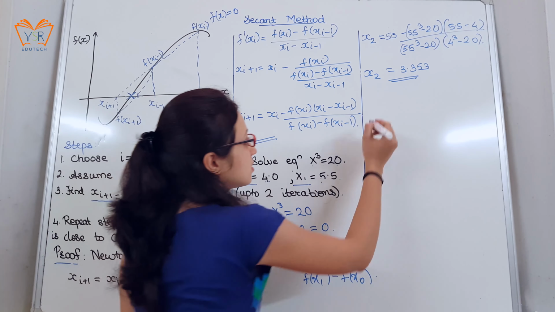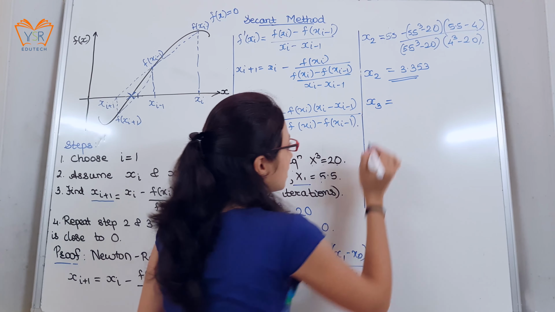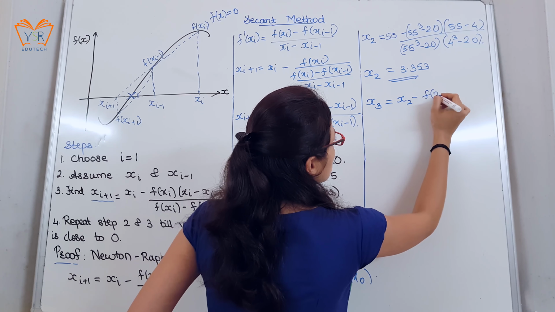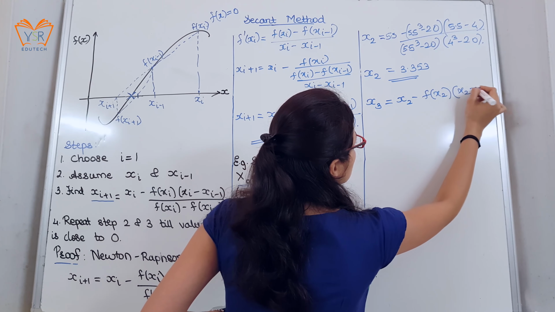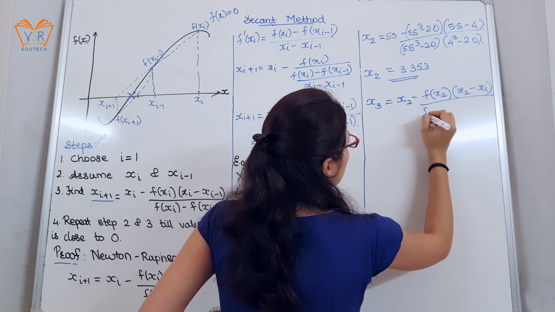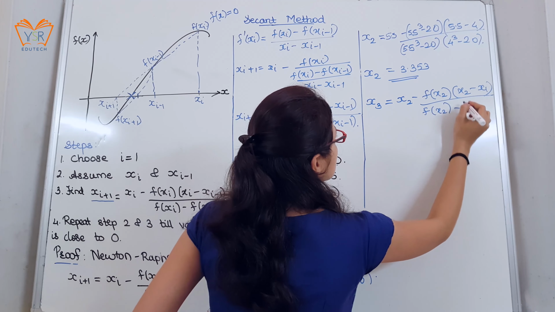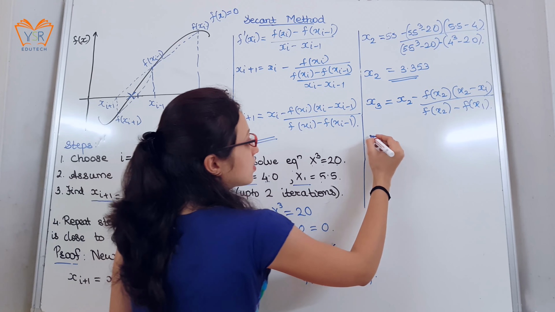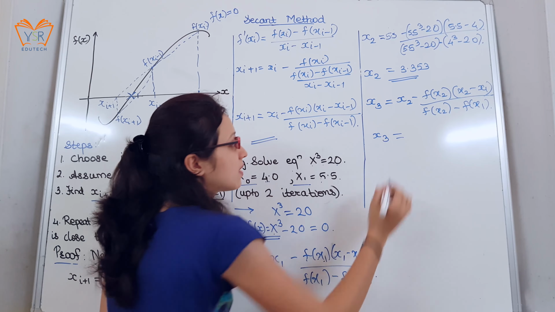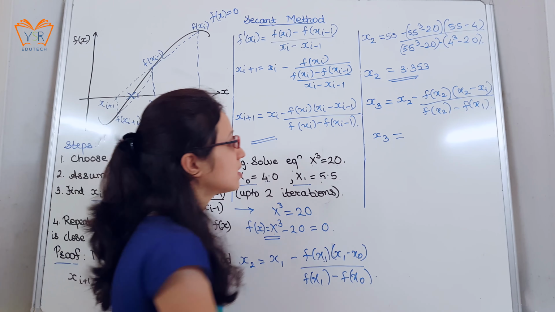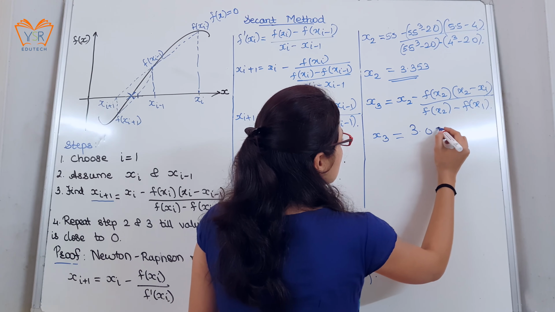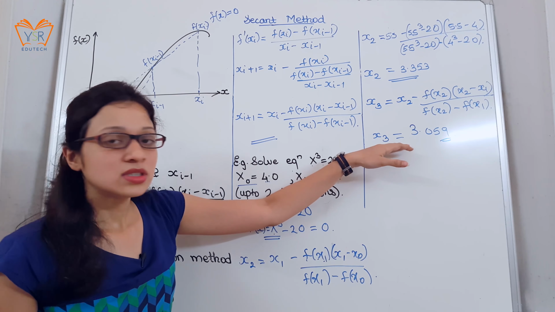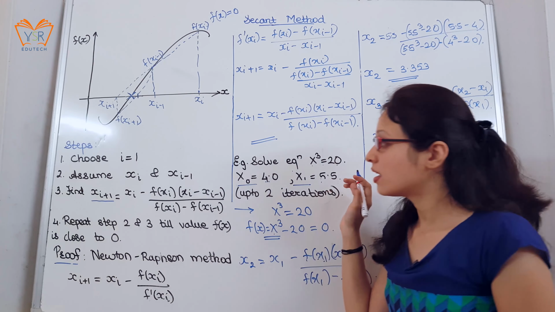For the second iteration, the formula will be x3 is equal to x2 minus f of x2, x2 minus x1, divided by f of x2 minus f of x1. Now, after substituting the values and solving the equation, the value will be 3.059. So, we have completed the 2 iterations. So, this is the end of the example.